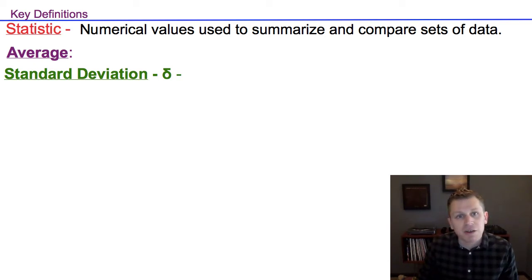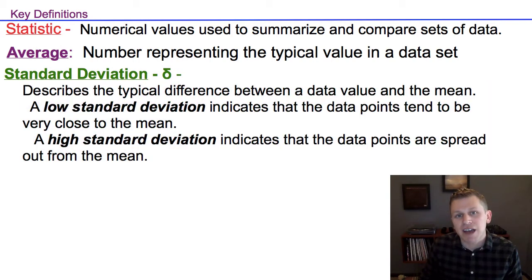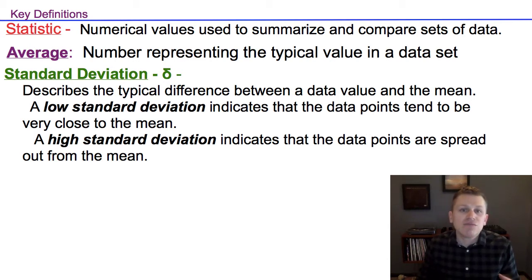The average is just going to be the number representing the typical value in the data set. That's why if you look at your average on the test, it's looking at how you did typically overall on the test, not on any one question, but what was the typical way that you performed. And standard deviation, what we just found out, describes the typical difference between a data value and the mean. It tells you generally how spread out your data is.